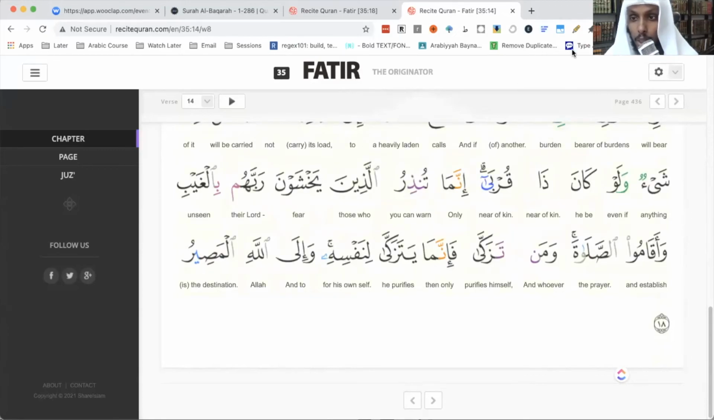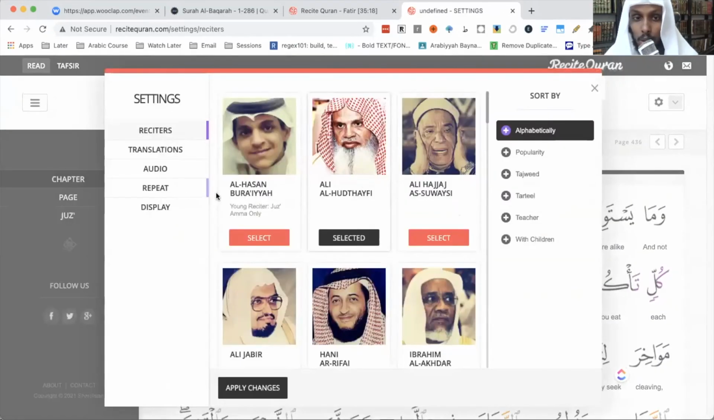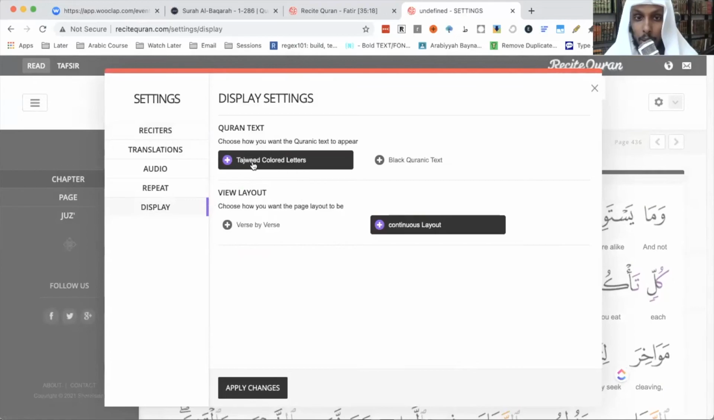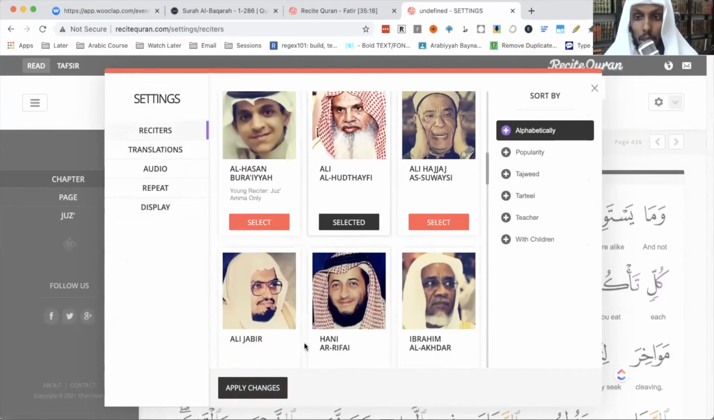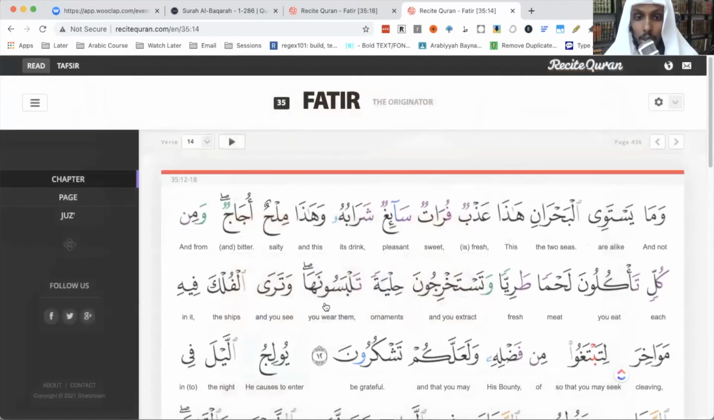Let me show you my settings on this page. I go to display and make sure you select Tajweed colored letters. They will give you the colored letters and the ability to click on Hamzatul Wasl. I also choose continuous layout instead of verse by verse, which gives you the whole page. If you wanted to listen to the whole ayah, you would come here and select Ali al-Hudayfi. Then make sure whatever you select, you click apply changes at the end.